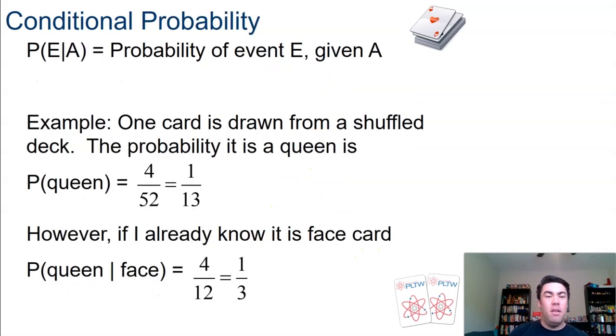Conditional probability is the probability of event E given event A. So for example, 1 card is drawn from a shuffled deck. The probability that it is a queen is 1/13. However, if we already know it's a face card, the probability that it's a queen knowing that it's a face card is 4/12, or 1/3.